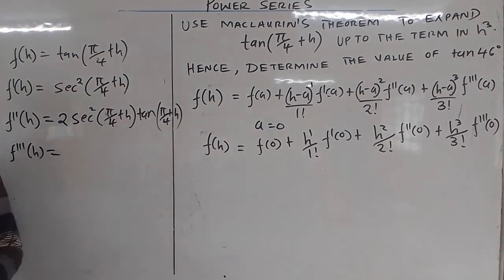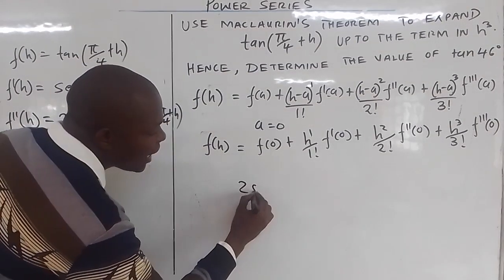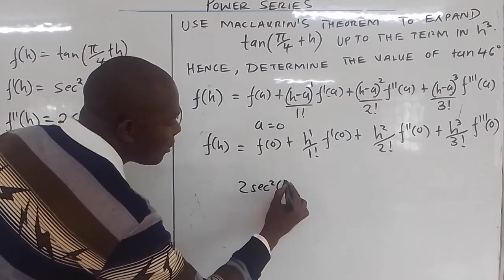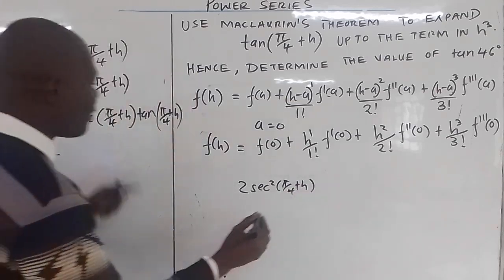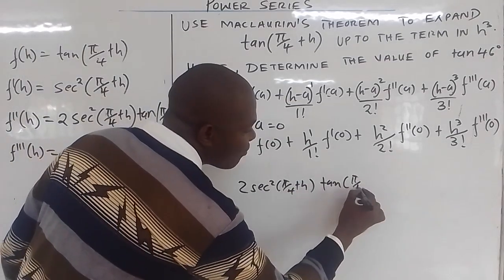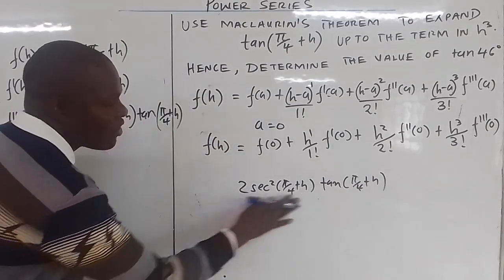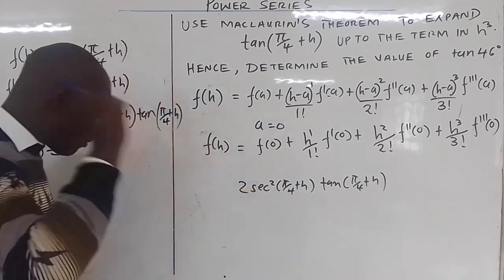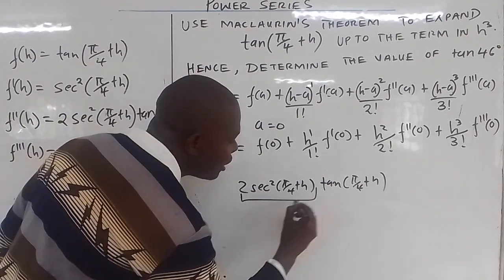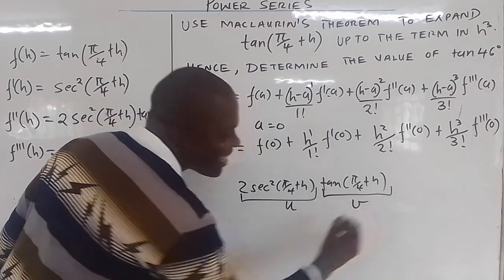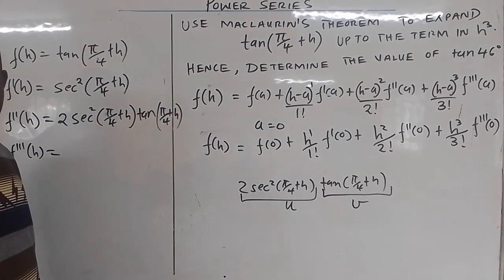If you now differentiate it for the third time, see, that is now product rule, isn't it? Because here we have 2 sec squared pi over 4 plus h, then tan pi over 4 plus h. So start here, product rule. Meaning you can let the whole of this first part here to be u and that part to be v, isn't it? Are we together?